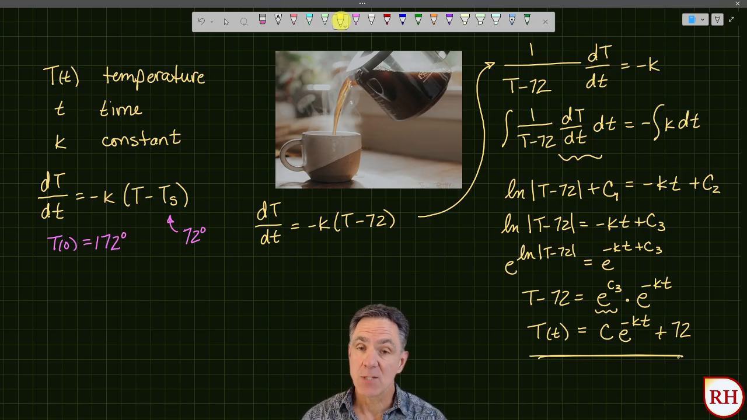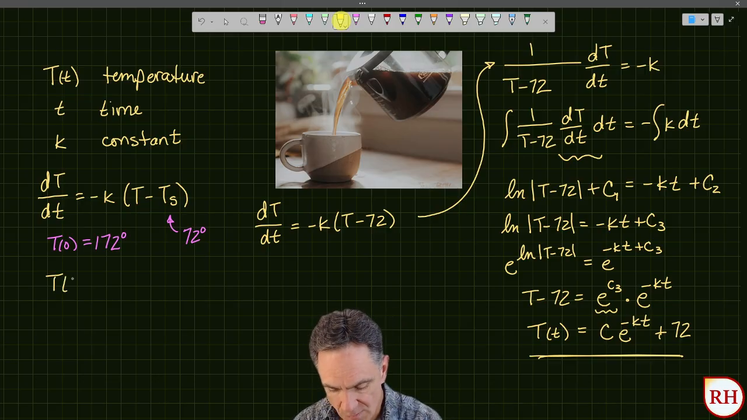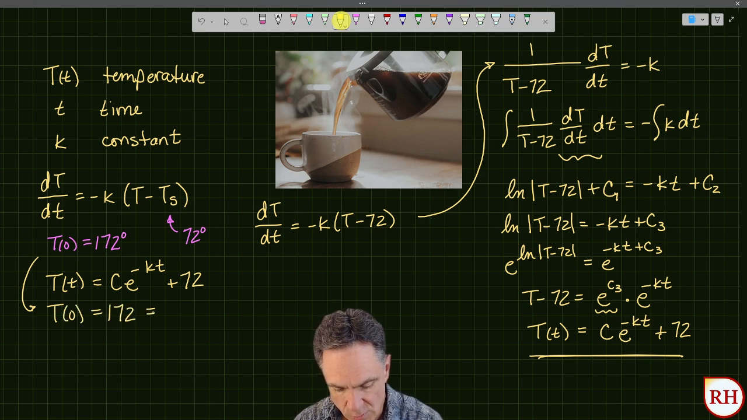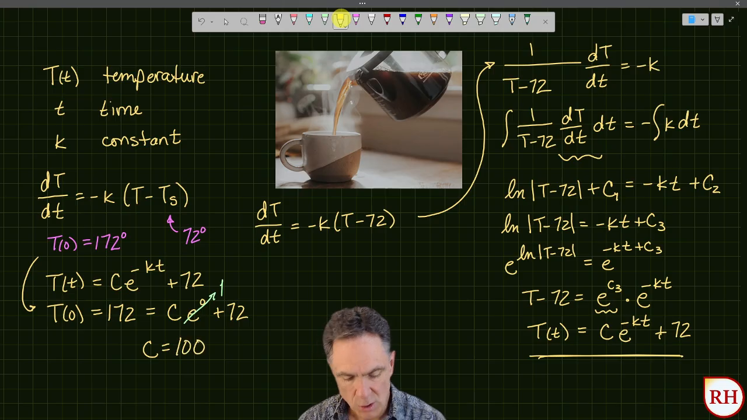What we're going to do at this point is apply the information we have, which is the initial condition. So let me swing our solution back over here, and we have C e^(-kt) plus 72, and we're just going to apply this information. So T evaluated at time 0 is 172, which is equal to C e^0 plus 72. And of course we know e^0 is just 1, and that's going to give us C equal to 172 minus 72, which is 100.